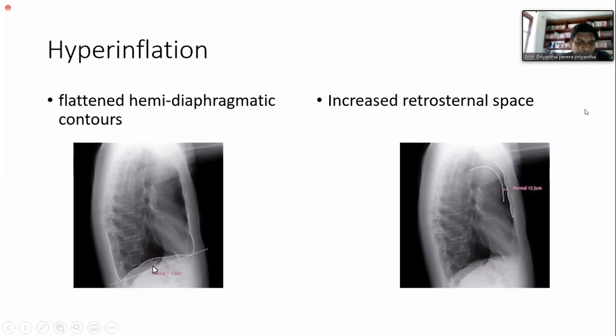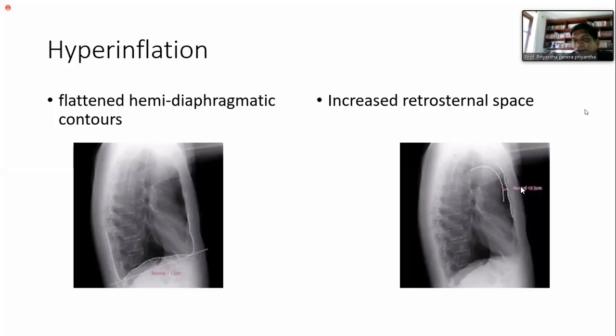It should be more than 2.5 centimeters in height, right? Less than 2.5 means there is flattening of the diaphragm. So that's the objective way of telling there is flattening of the diaphragm. But in an AP view, we can subjectively say there is flattening of the diaphragm.